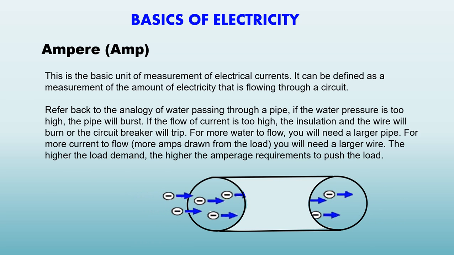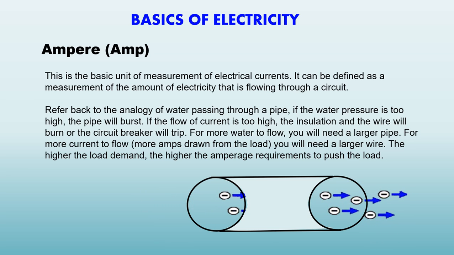Refer back to the analogy of water passing through a pipe. If the water pressure is too high, the pipe will burst. If the flow of current is too high, the insulation and the wire will burn or the circuit breaker will trip. For more water to flow, you will need a larger pipe. For more current to flow, or more amps drawn from the load, you will need a larger wire. The higher the load demand, the higher the amperage requirements to push the load.